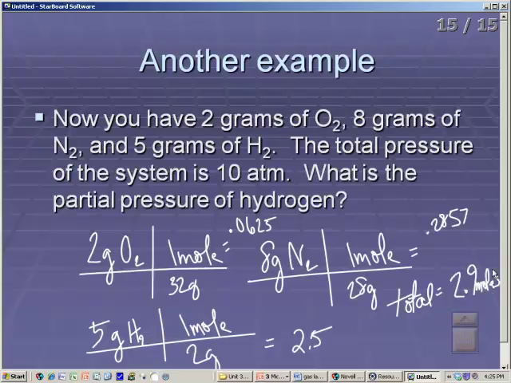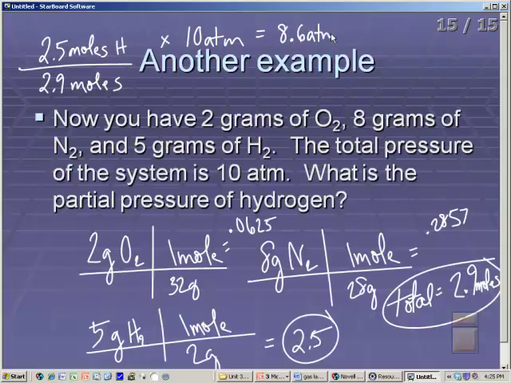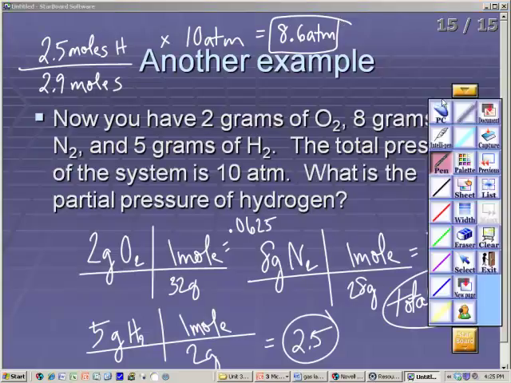So the question was, what is the partial pressure of hydrogen? Here's your total number of moles. Here's the number of moles of hydrogen, which is 2.5. So pretty simple. We're going to take that 2.5 moles of hydrogen, divide it by the total number of moles there, 2.9 moles, and then the total pressure of the system is 10 atmospheres. So take 2.5 divided by 2.9 times 10, and you'll get, hold on, I want to check my math, yeah. You'll get, I'm going to use 2 sig figs, so 8.6 atm. So that's how that works. Always use mole ratios, not mass ratios, mole ratios.